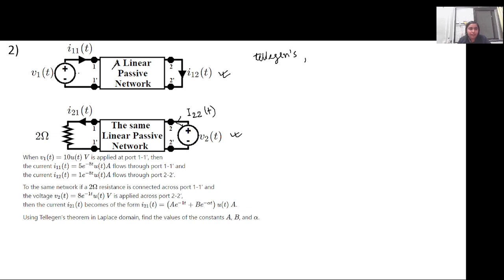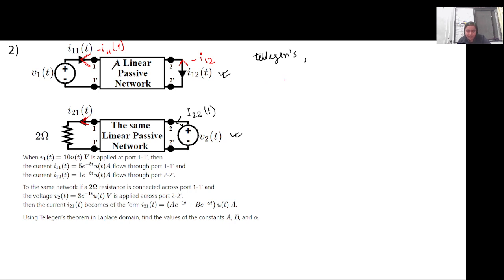what can we write? Let's draw the network first properly. So the first network is, in this case you see I21 and I11 are in the opposite direction. So I can just write it like this, this to be minus of I11(t), so that both these directions are same. In this case also I12 and I22 are different. So let me reverse this direction and write minus I12, so that in both the networks the current direction is the same. So that we can apply Tellegen's theorem now.